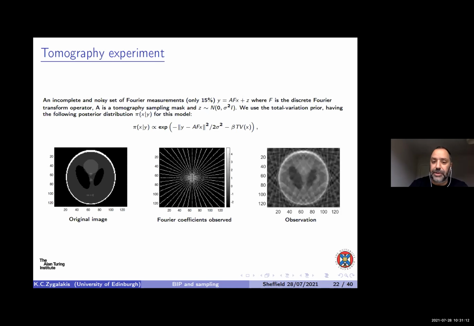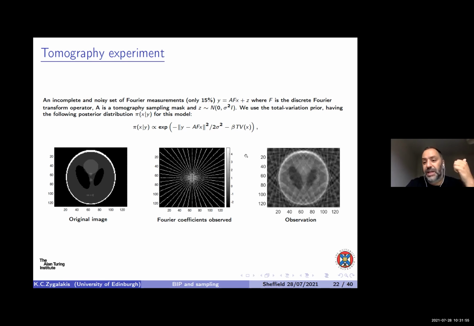So I just want to describe the results in a tomography experiment, okay? So this is the original image. And what you observe of this image is in Fourier space. You observe some of the Fourier coefficients, and you have some noise on them. And what you see on the right is basically your observation in the original space. So as you can see, it has some information from the original image, but it's not that great, okay? So what we would like to do now is compare the different algorithms and see which algorithm behaves better in some sense, okay?